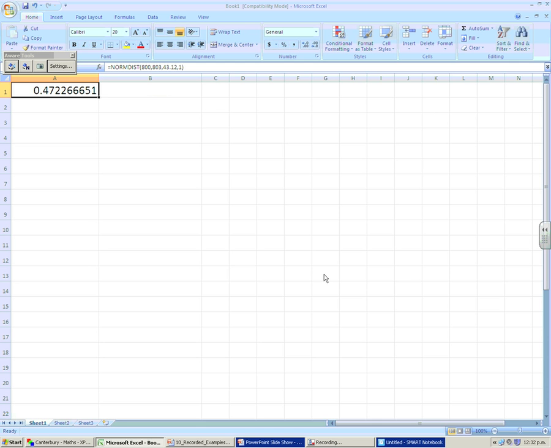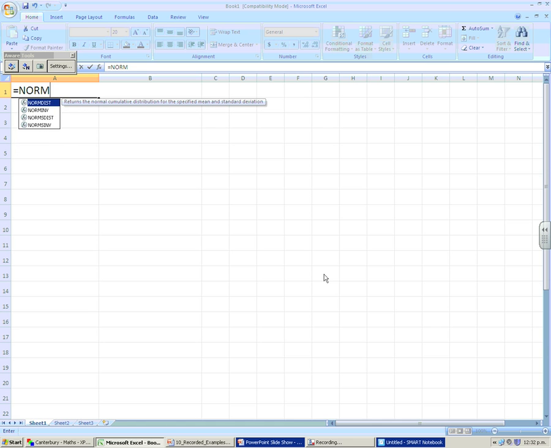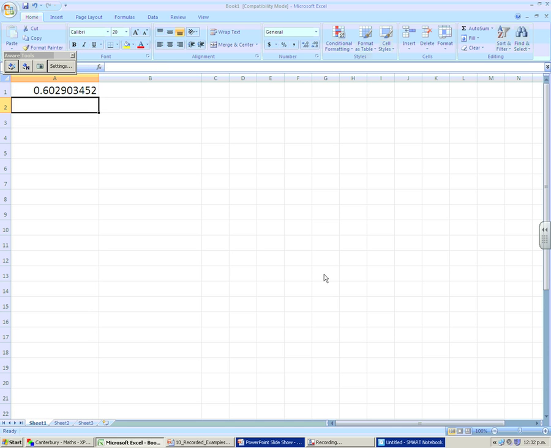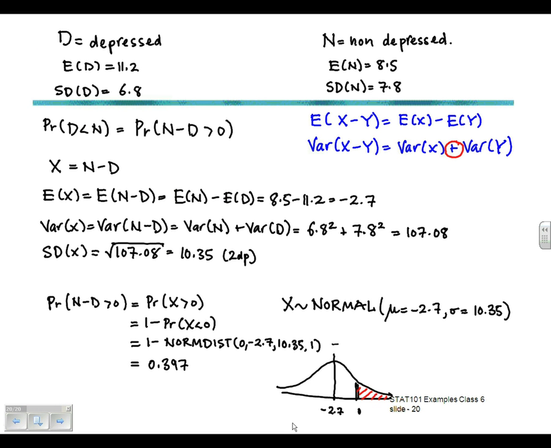Again, using Excel here, we have norm dist, and we're using 0 for x. We have minus 2.7 for the mean. We have 10.35 to 2 decimal places for the standard deviation, 1 for cumulative, and that comes out to be 0.603. Remember, we were using 1 minus that value, and so 1 minus 0.603 gives 0.397. And that's the end of example 6.